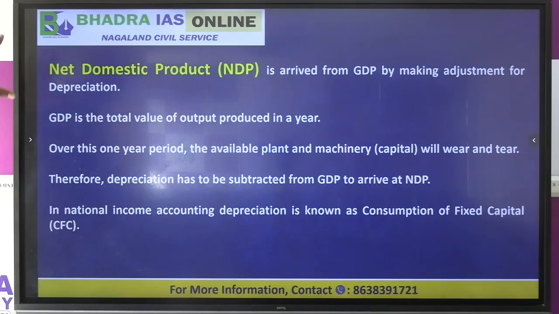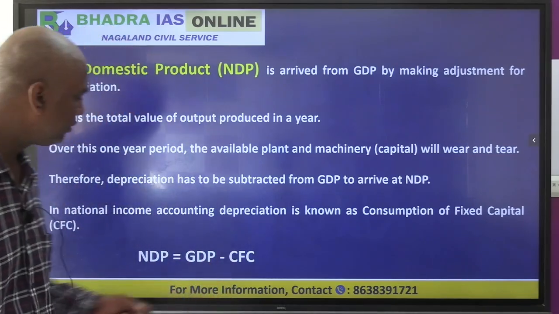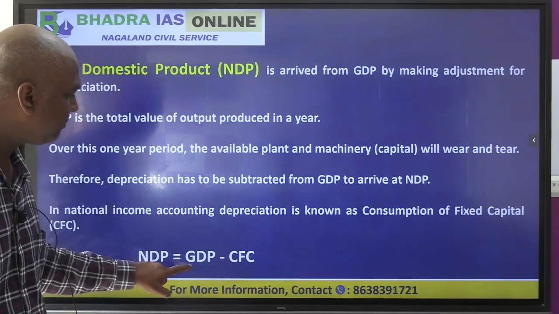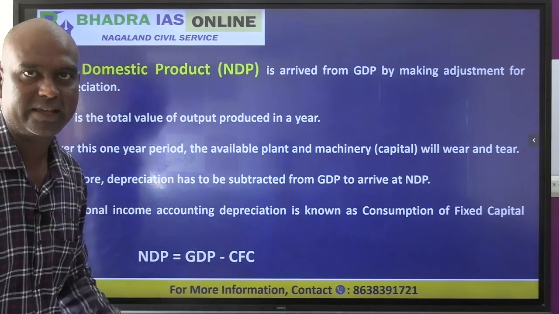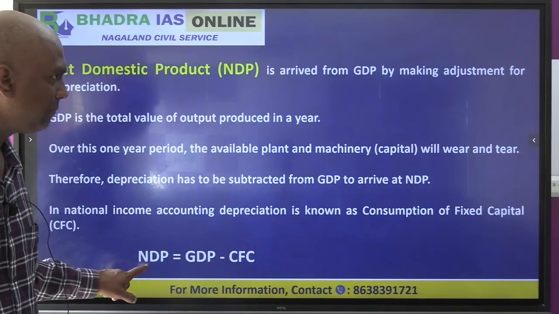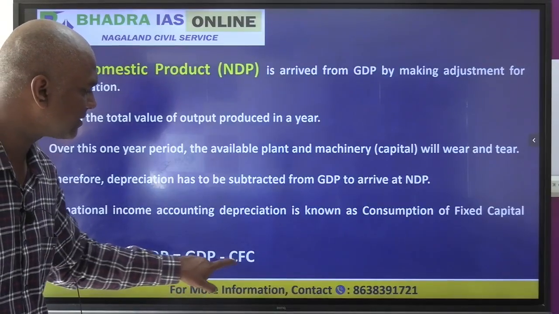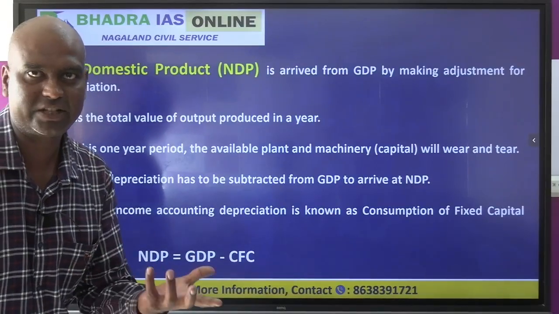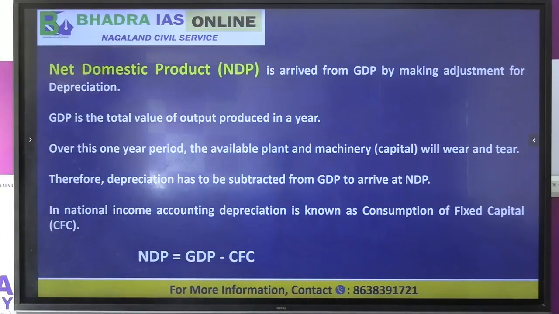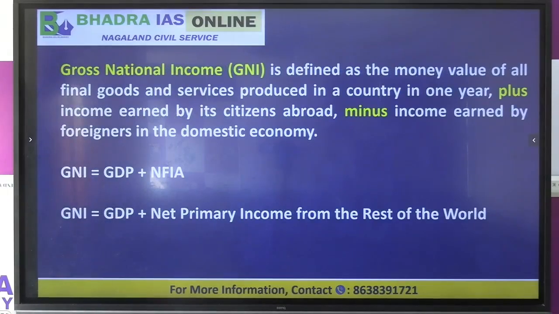Okay, so this is the basic idea of net domestic product. What is the formula for net domestic product? It is GDP minus CFC. So the NDP is equal to GDP minus CFC, depreciation. Now look at concept number 3.